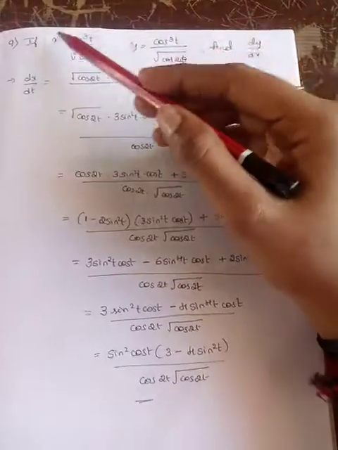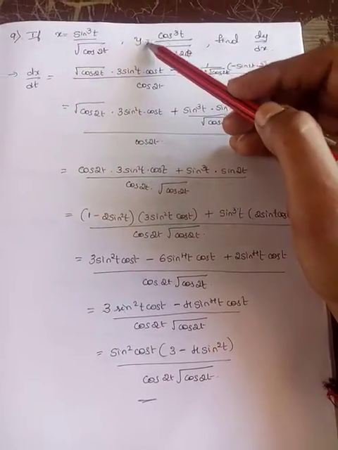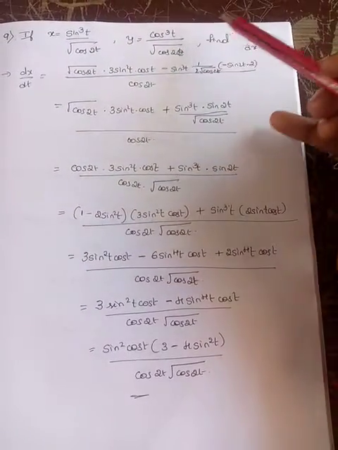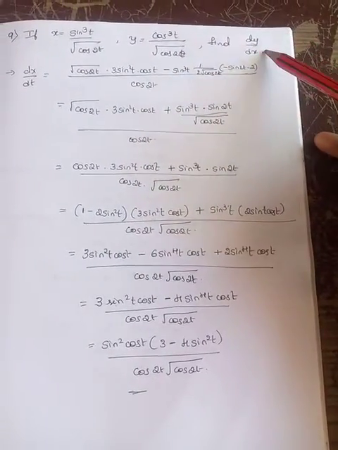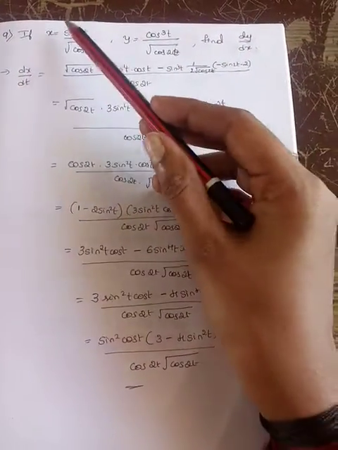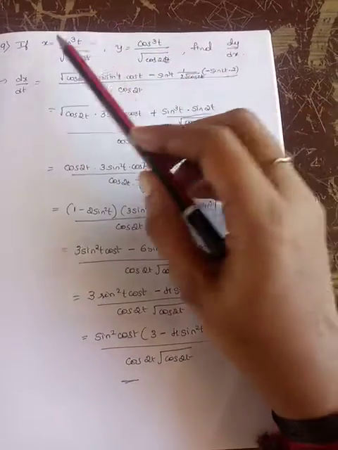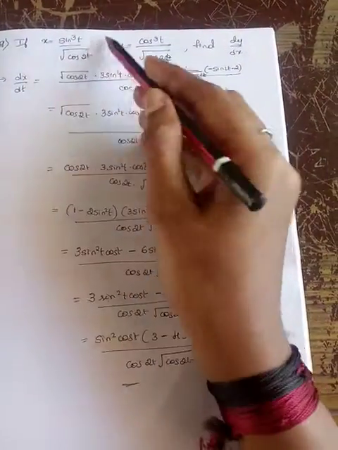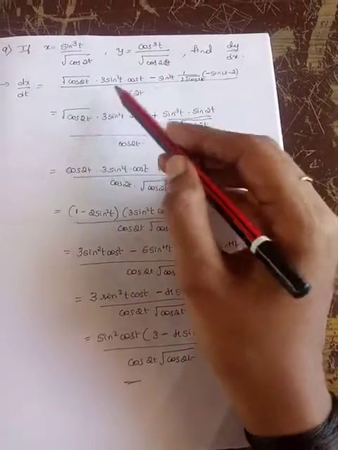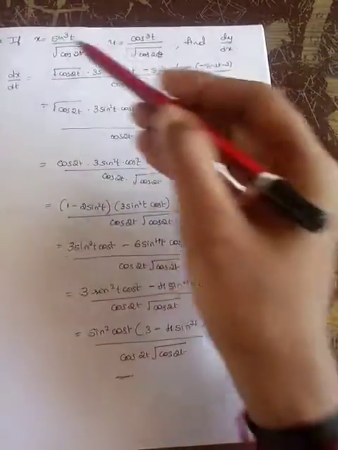Come to next problem. If x is equal to sin cube t divided by square root of cos 2t, y is equal to cos cube t divided by square root of cos 2t, find dy by dx. So first we have to find dx by dt and we have to find dy by dt because x and y are functions of t. dx by dt, here we have to use the quotient rule. This is equal to square root of cos 2t whole square, square and square root get cancelled.